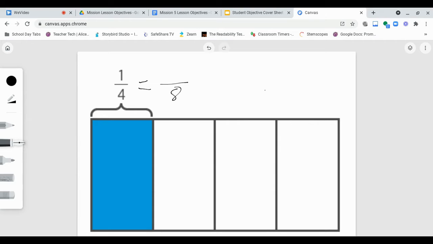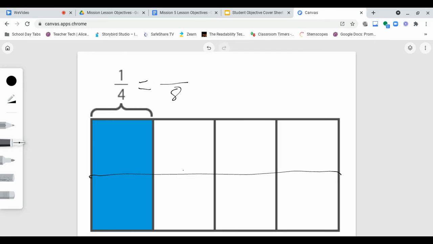So we need to turn the fourths, which we have here, into eighths. And how do I do that? Well, I'm going to use horizontal lines. I'm going to take this area model and split it however many times I need to until I have 8 total. If I start off with 4, how many times do I need to split this area model to get 8? Well, I'm just going to have to split it once, right down the middle here. Just like that.